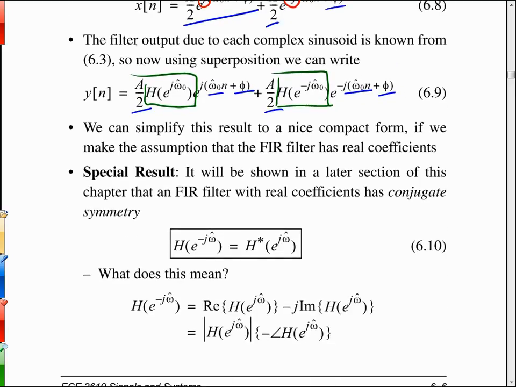The way we're going to simplify the result is we're going to assume that the FIR filter has real coefficients. And we're going to prove a little bit later today that if it does have real coefficients, the frequency response is conjugate symmetric. And conjugate symmetry just means if we plug in the negative frequency, H at e to the minus j omega hat as opposed to e to the plus j omega hat, we get the same frequency response that we'd get at the positive frequency, except now we have to conjugate the answer. So that's what's meant by conjugate symmetry.